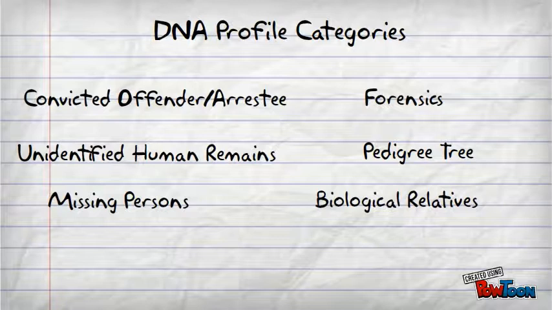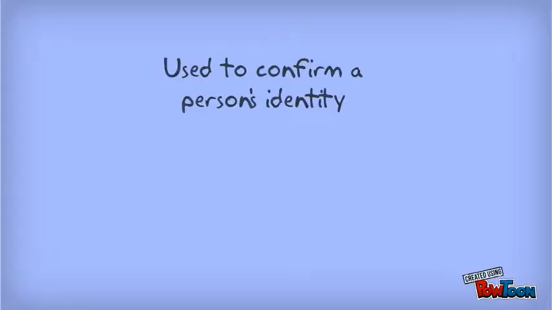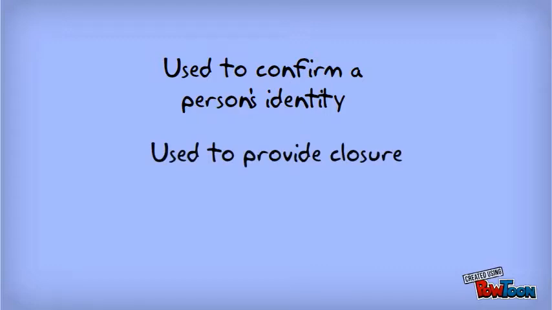DNA is used in cases where the remains have been exposed to the elements over a long period of time, and it's used to confirm a person's identity, or it can also provide closure to families who are missing people either way. So those are different ways of using it.